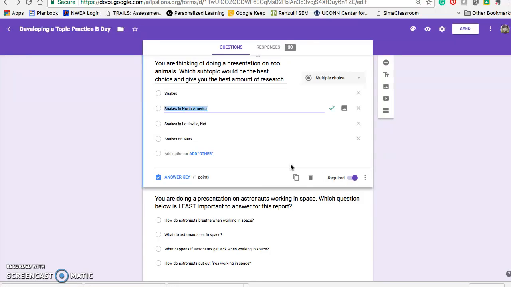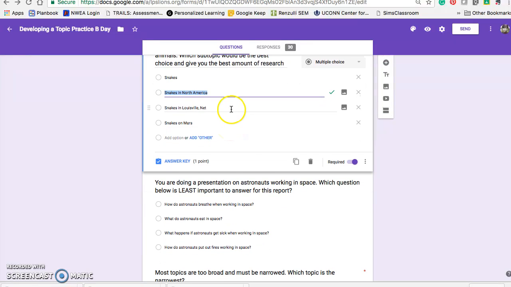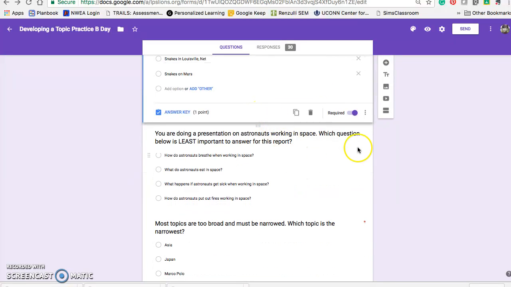Of this selection of choices, that's going to be the one you're going to find an ample amount of information and not too little information. It is a better answer than Louisville, Nebraska, because while you probably could find some stuff, that's going to be a little bit tougher to do.